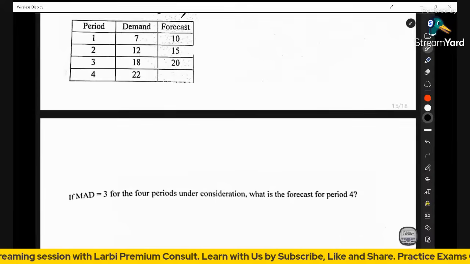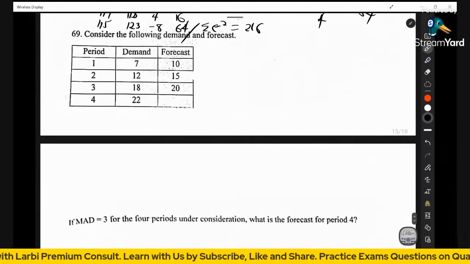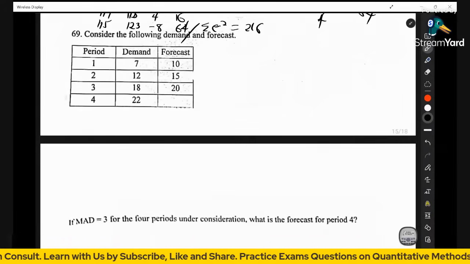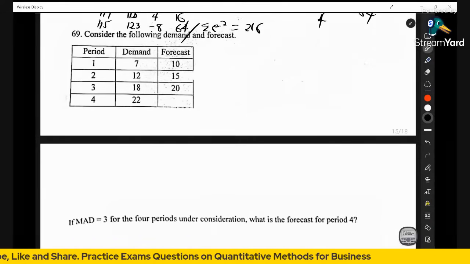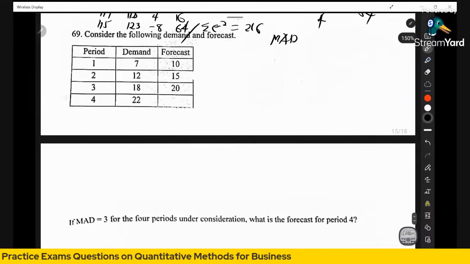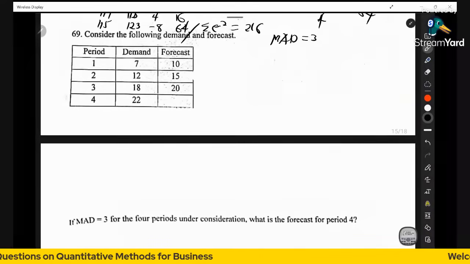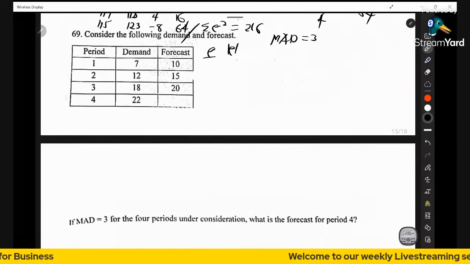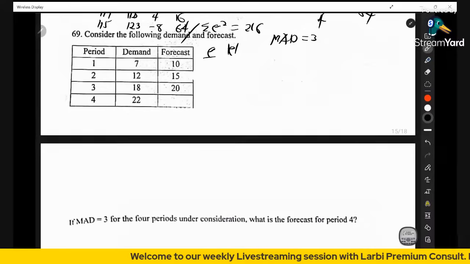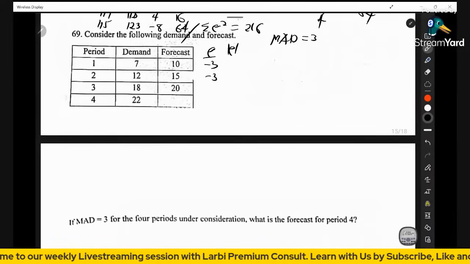Let's see. We know that the mean absolute deviation deals with errors; you find the absolute values of the errors, and then you find the average. We already know that MAD is 3. So based on this information, let's find our error, then we find the absolute of the errors. So actual minus forecast. Here you're going to get -3. Here we are getting -3. Here we are getting -2.